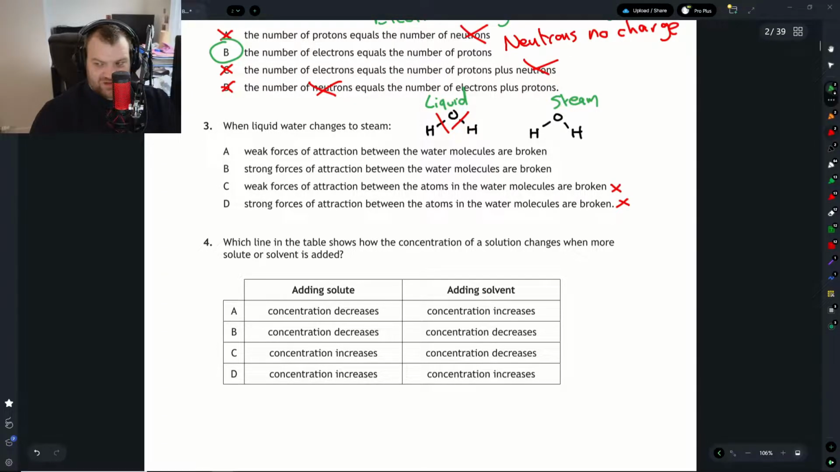Next thing we need to think about is whether or not they're strong or weak. These types of bonds that are being broken are called intermolecular forces, and they're a fairly weak form of attraction between molecules. This means that our correct answer would be that weak intermolecular forces, or weak forces between molecules, are broken.